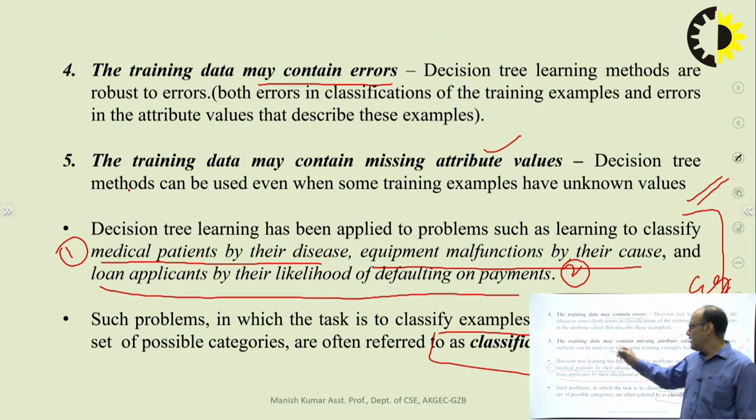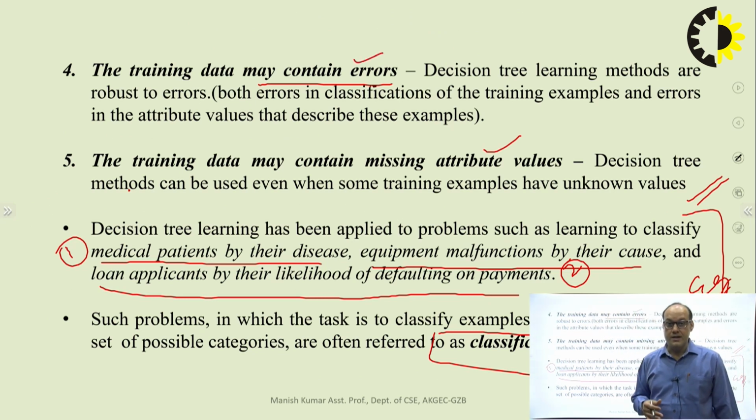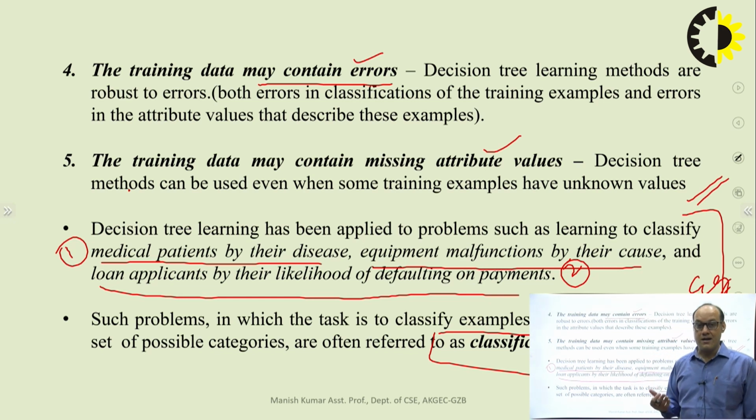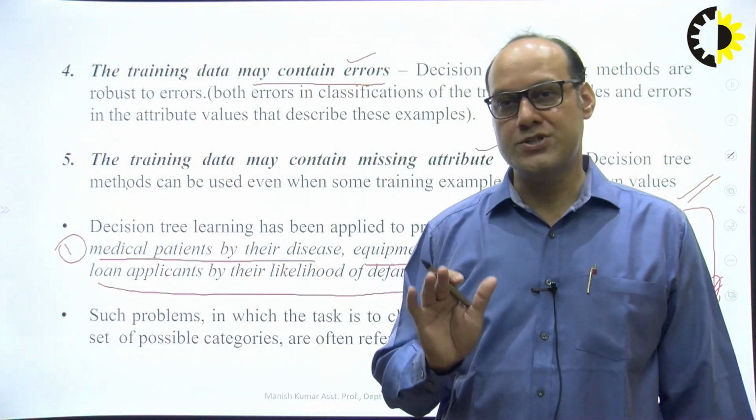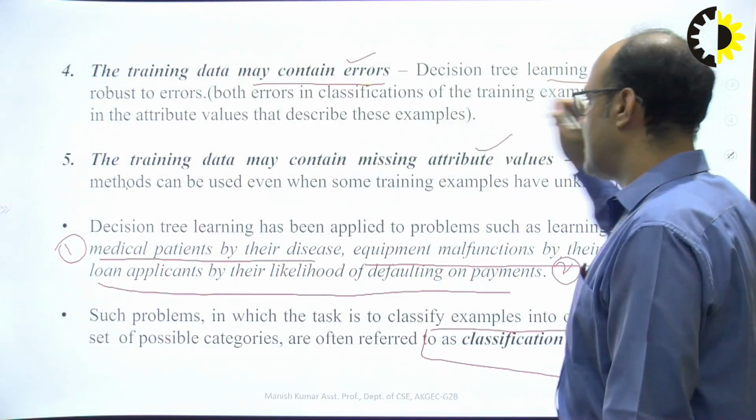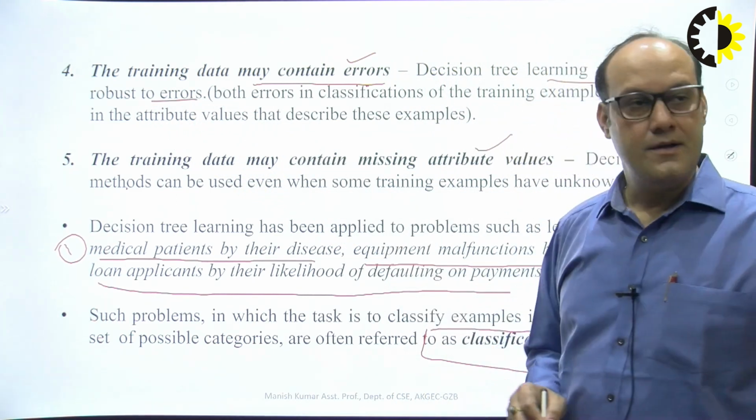Number four, the training data may contain some errors. There is a possibility that the training data contains some error. Even if that data contains some error, we can represent that data with the help of a decision tree. It means that decision tree methods are robust to error. This point is important, right?